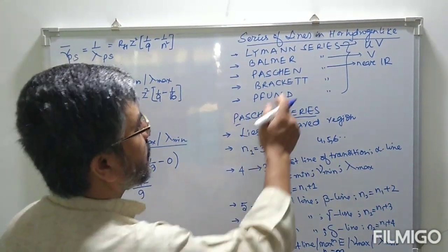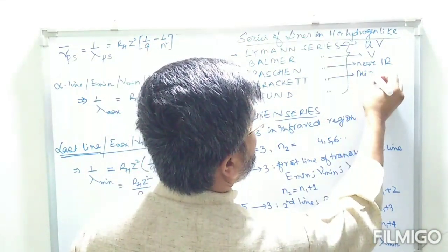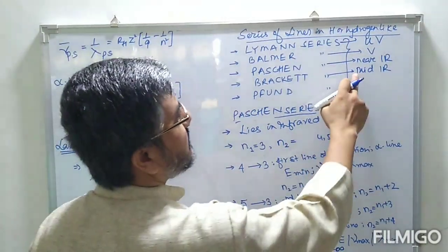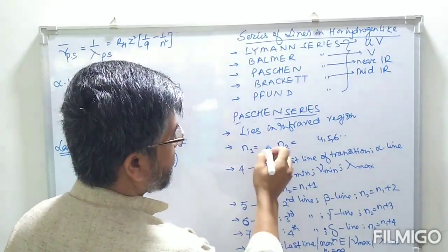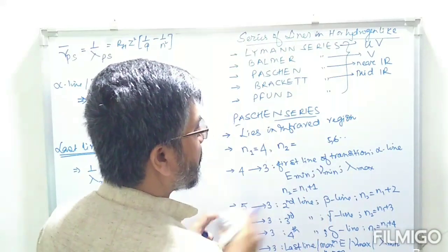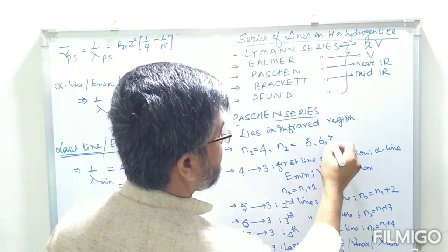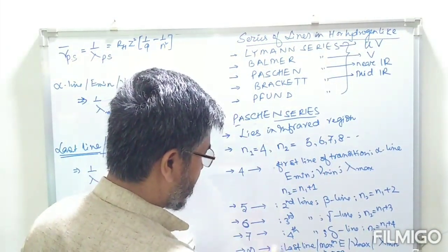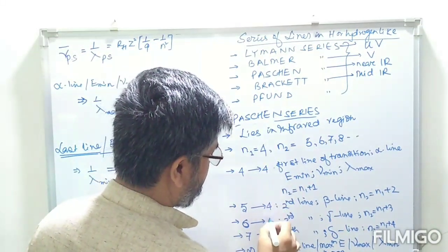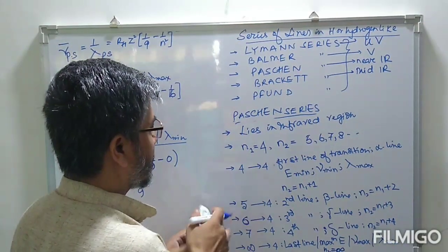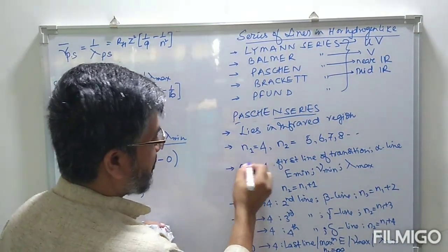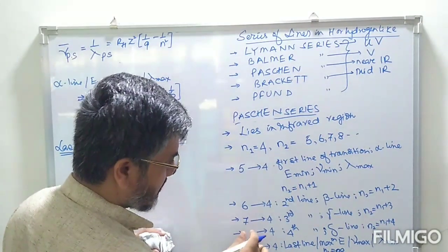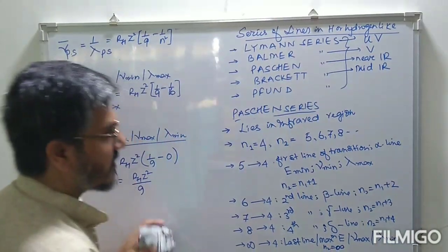The next series is the Brackett series. Again, this Brackett series lies in the mid-infrared, the middle portion of the infrared region. n1 is always fixed, that is 4, and n2 is any value greater than 4, so we can have 5, 6, 7, 8, etc. The electrons are always coming to the fourth level, that is the third excited state. The electron coming from the fifth level to 4 is the alpha line, 6 to 4 beta line, 7 to 4 gamma line, 8 to 4 delta line, and so on to the last line.